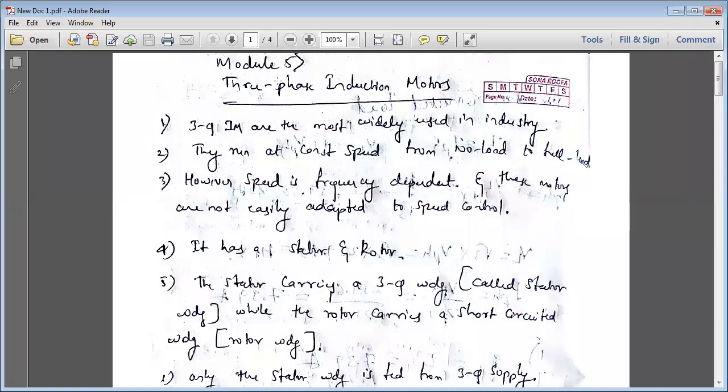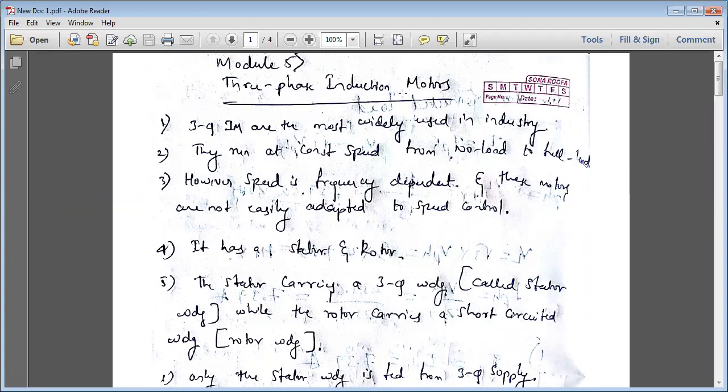Hello dear students. So today I am going to start Module number 5, 3-phase induction motors. There are two units. The first one is 3-phase induction motors and the second one is synchronous generators. So let us begin with the first unit, 3-phase induction motors in Module number 5.